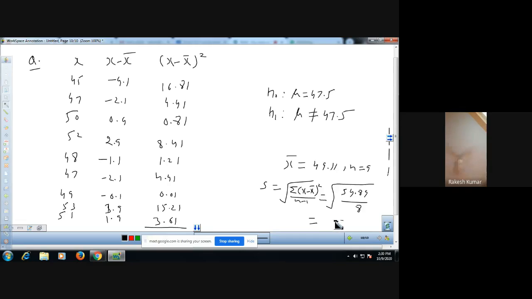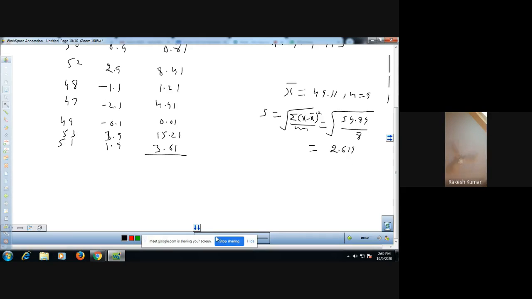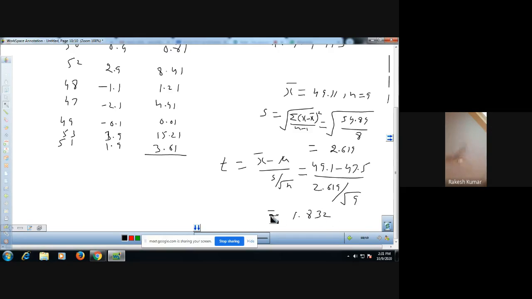So if this value comes out to be 2.619. Now, as we always require for applying the t-test, your t-statistic is x bar minus mu over s over square root n. That will be 49.1 minus 47.5, over 2.619 divided by the square root of 9. So the calculated value of t comes out to be 1.832.